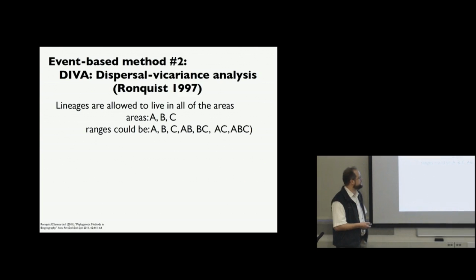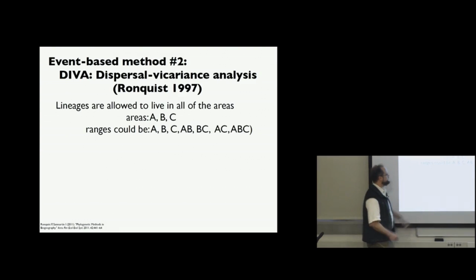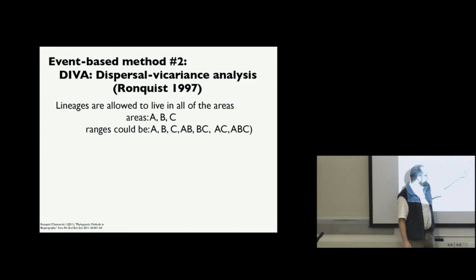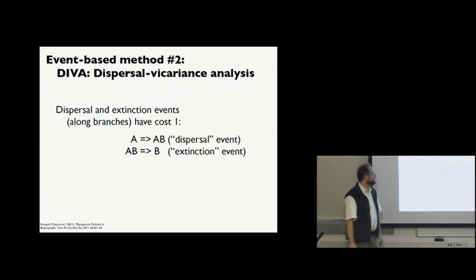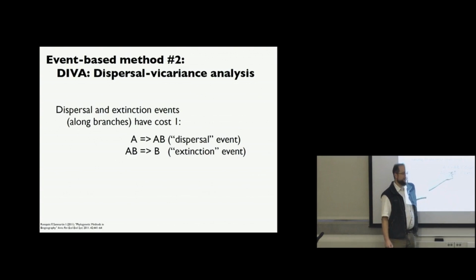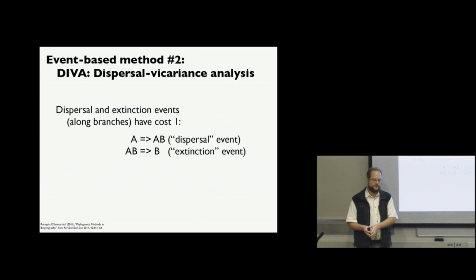Method number 2 overcomes some of these difficulties. The DIVA method is very popular in biogeography because it doesn't make the assumption that everything has to live in only one area, and that ranges switch suddenly by ditching your ancestral range and jumping to a new place. Dispersal vicariance analysis allows species to live in single areas or in multiple areas. And the way it moves things around is with dispersal events, which here really means a range expansion. So a species living in one area has a dispersal event and expands to live in 2 areas. Or you can have an extinction event and go the opposite direction.